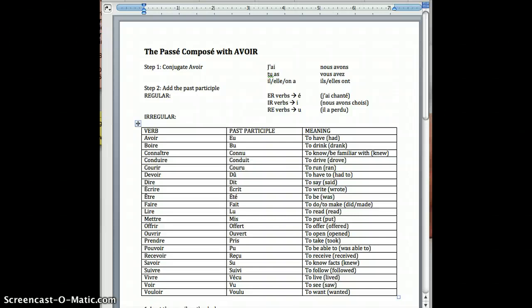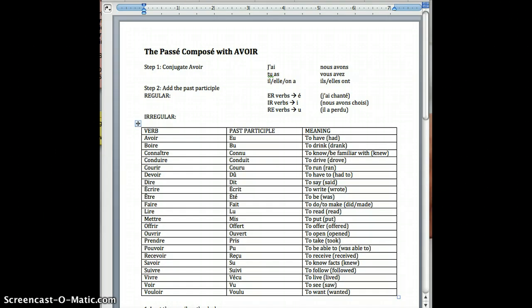Here is some information on the French past tense, or the passé composé. This lecture is going to include an overview of both the passé composé with avoir and the passé composé with être. So remember, most verbs in the passé composé take avoir.